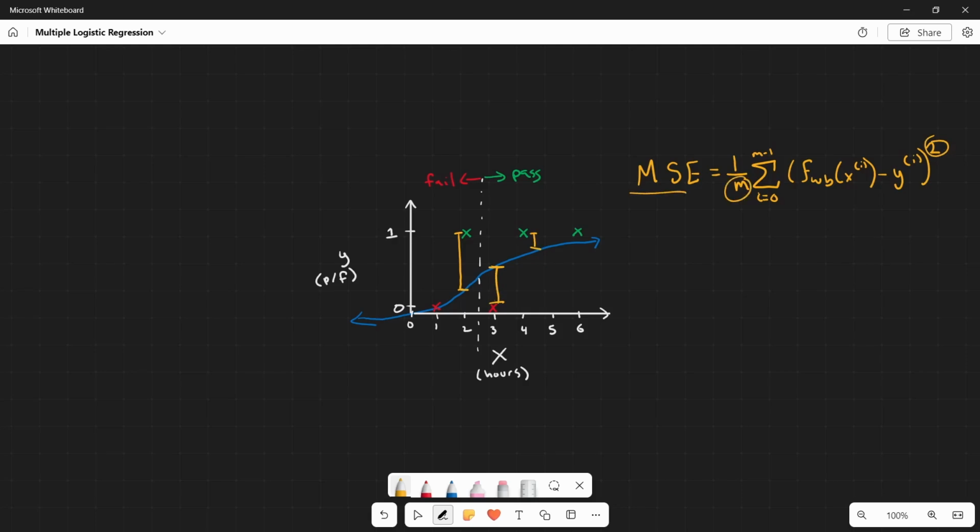But for logistic regression, this will give us some issues later on when we go to gradient descent. So let's look at a different function called the log loss function, which looks something like this.